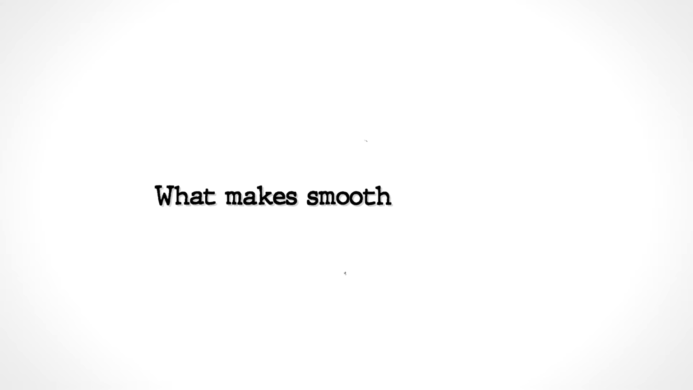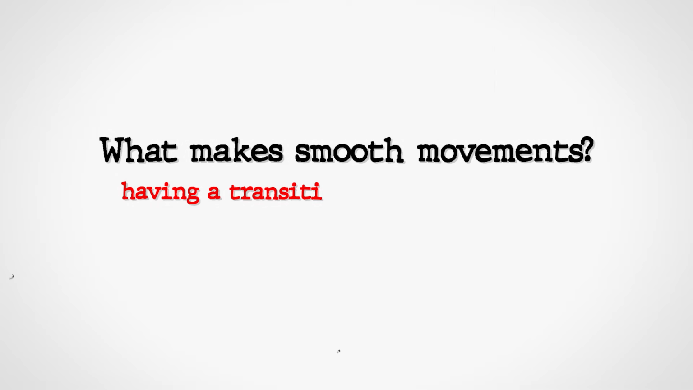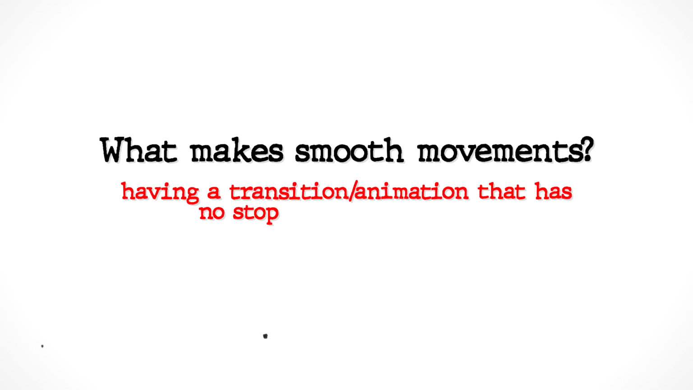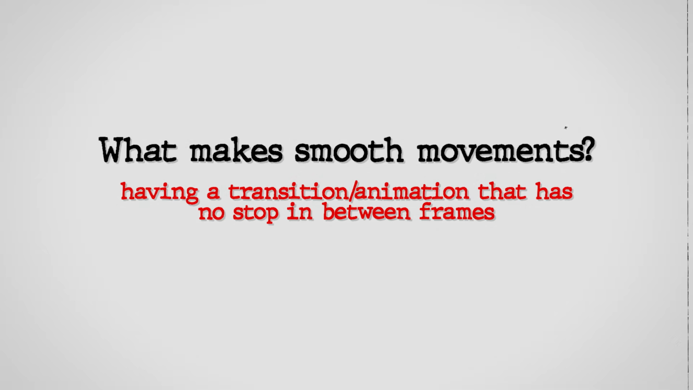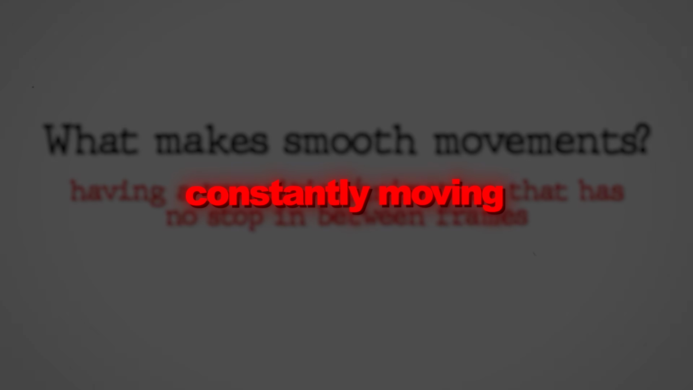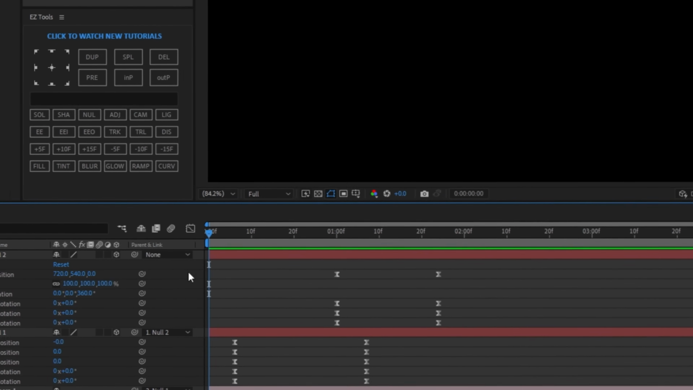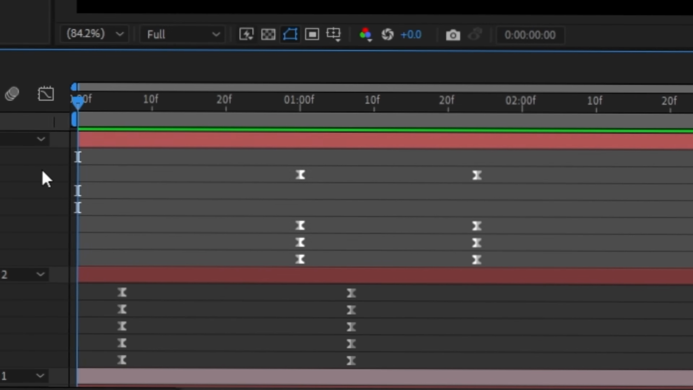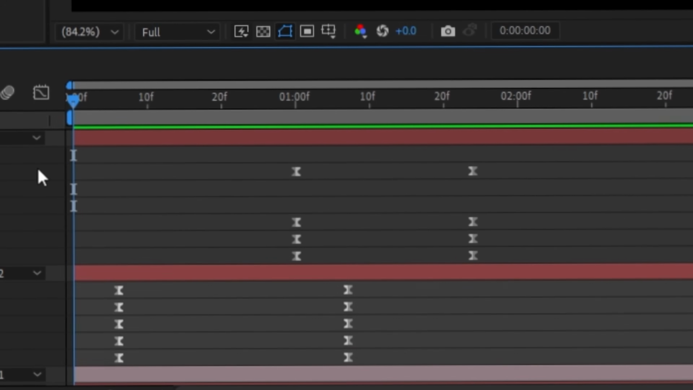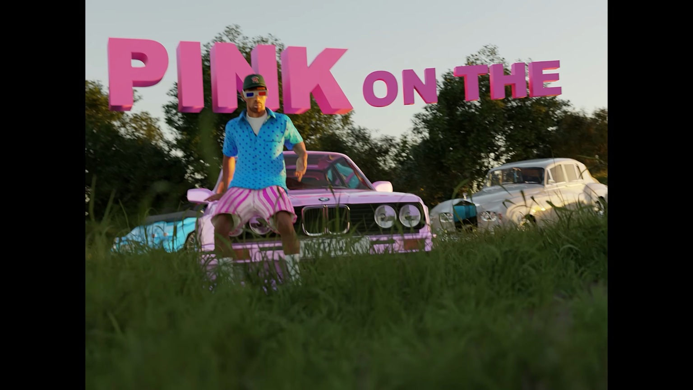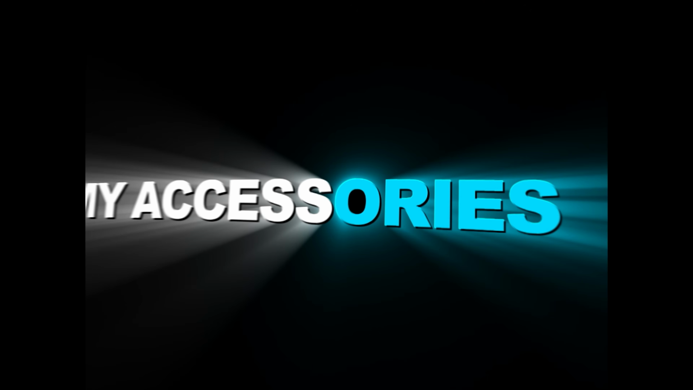What makes smooth movements? This is my definition, or answer, I guess. Having a transition or animation that has no stop in between, so it's constantly moving, is what I'm saying. So what the nulls allow us to do is overlap the second animation on top of the first one, so there's no stop in between. For example, in these videos, if you slow it down, you'll see that there's no actual complete stop at any point, and that's what makes it smooth.